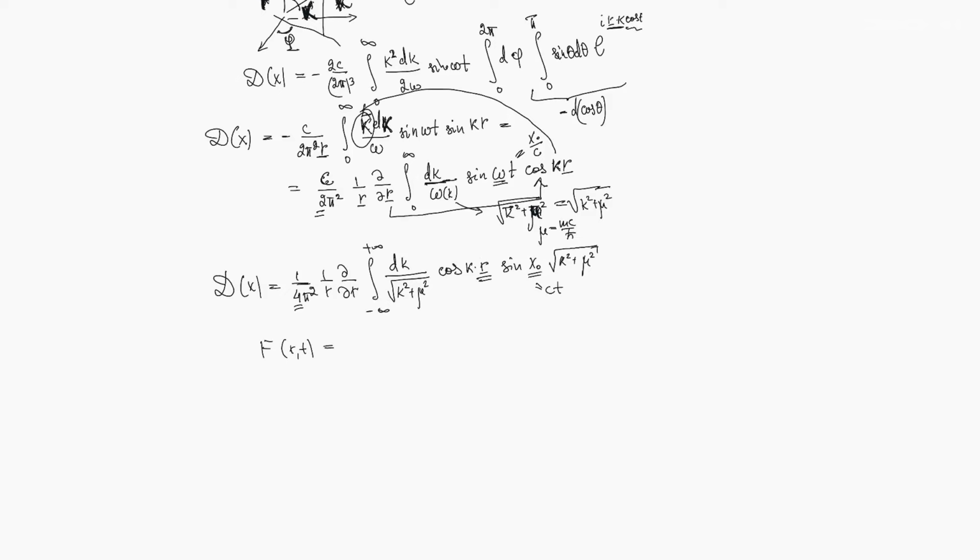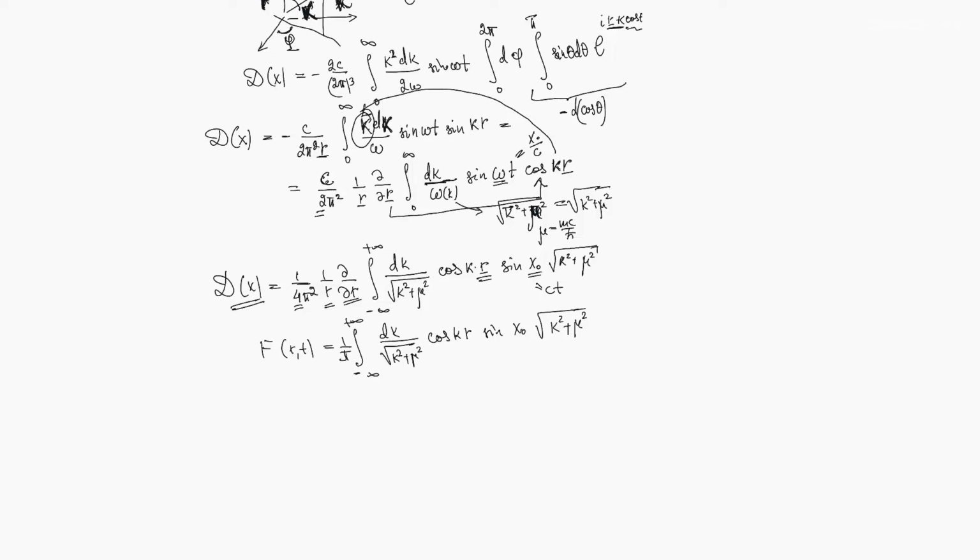Simply define it as 1 over pi, the integral from minus infinity to plus infinity, dk divided by the square root of k squared plus mu squared, cosine kr sine x0 square root of k squared plus mu squared. Then this function, if I differentiate it over r and multiply by 1 over r, essentially should reproduce for me this d on x. And so this is the function which I have to compute. And to proceed, of course, we need to find a clever choice of variables which should efficiently deal with these square roots of k squared plus mu squared.